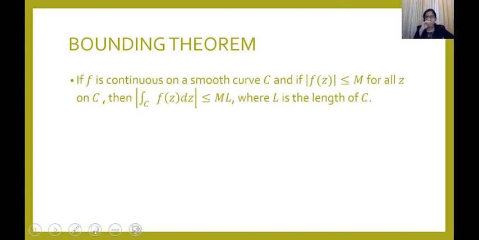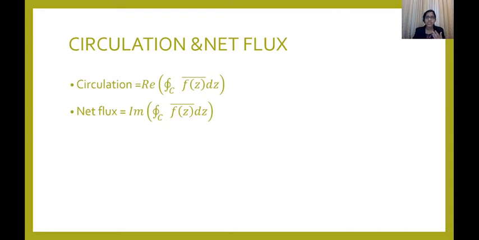Okay. So now let's move on to just two definitions. With that we'll end this section, that is of circulation and net flux. We are familiar with these terms from the previous sections. So if you are asked to determine the circulation and the net flux, we just have to calculate one integral in the complex case, that is integral over C of f of z bar into dz.